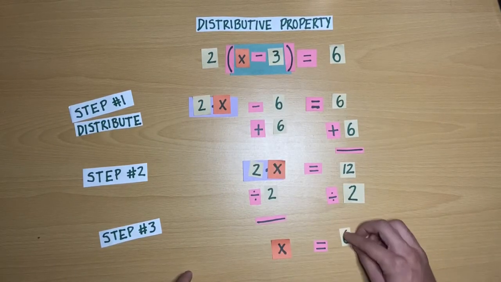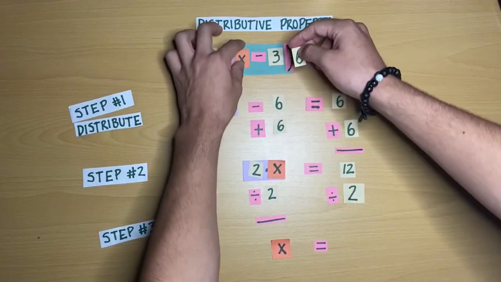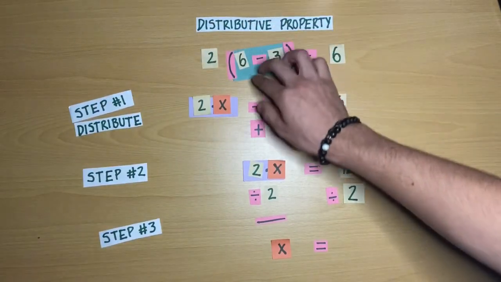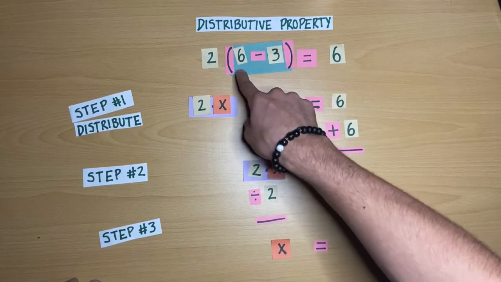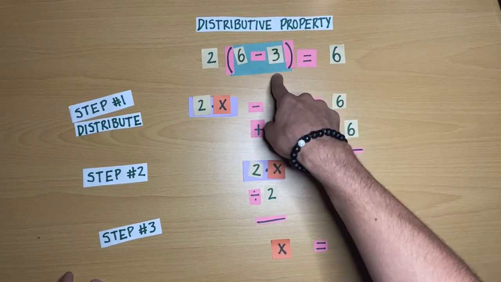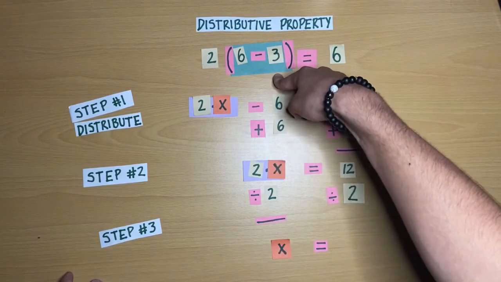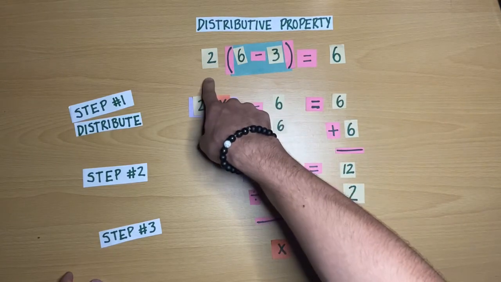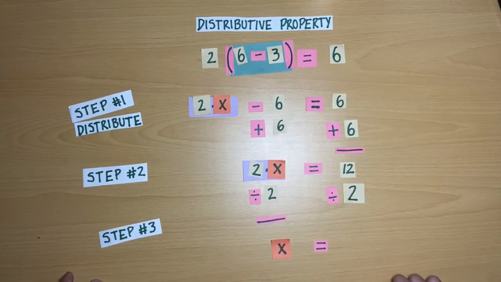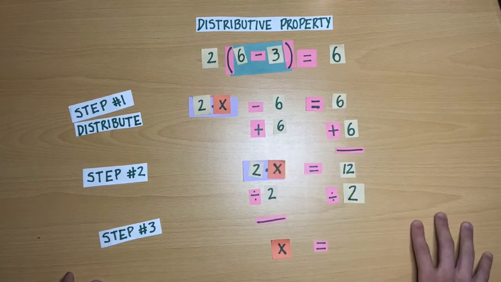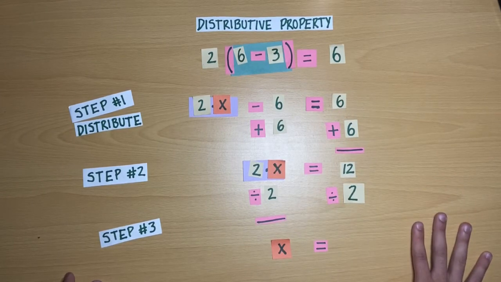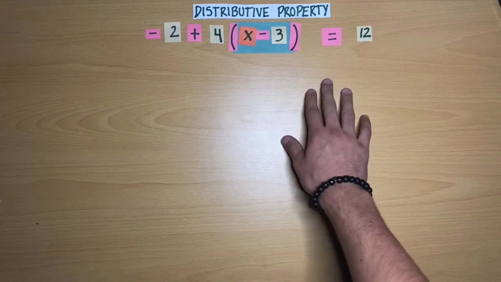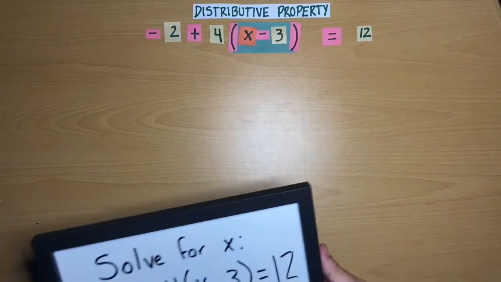So if I take this 6 and I replace it for x, we can now see that 6 minus 3 is 3. And then 3 times 2 is 6. So we know we did the correct thing and got the right solution. So now we have a bit more of a complex problem.